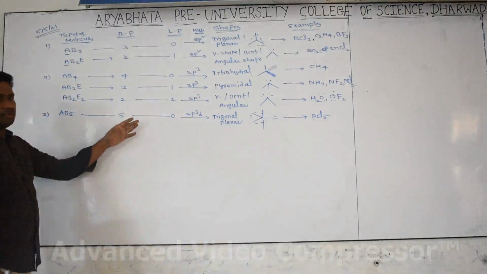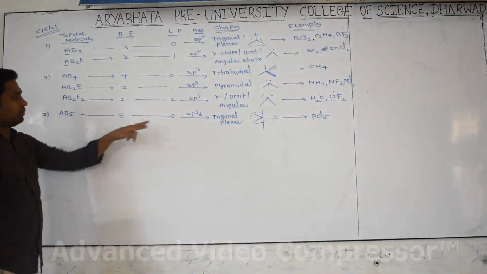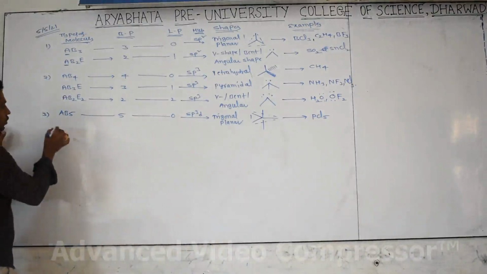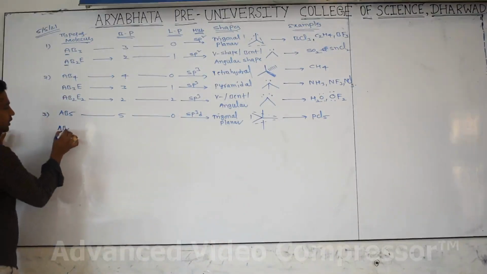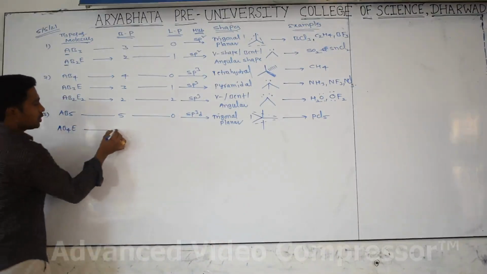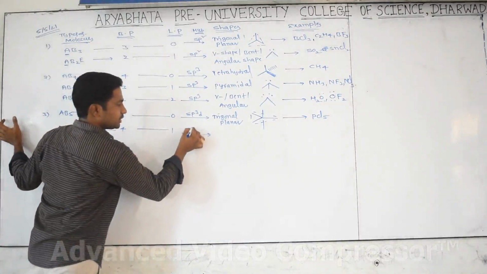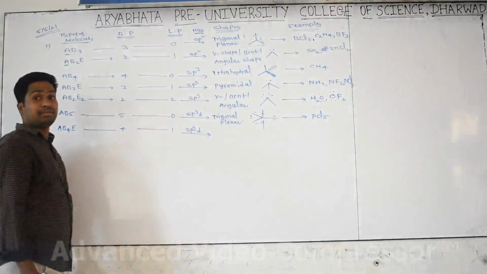It is successfully explained by hybridization because there is no lone pair. But when a lone pair is coming, hybridization cannot explain it, then VSEPR theory is explaining. What is the concept of this one? AB4E means 4 bond pairs and 1 lone pair. Hybridization is sp3d only, but shape and angle will be changing.